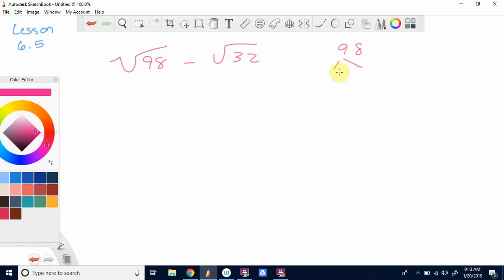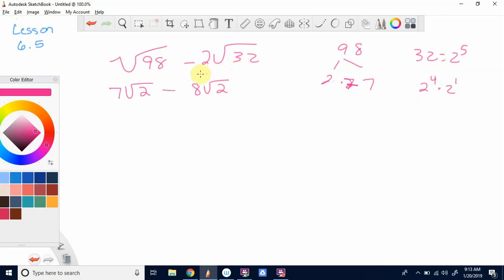Well, 98 breaks down to 2 times 7 times 7, okay? 32 is 2 to the 5th power. So here, I have 7 squared, so I can take out a 7 and am left with the square root of 2. Here, this is 2 to the 5th, so I can break that down to 2 to the 4th times 2 to the 1st. So 4 divided by 2 is 2, which is 2 squared. So I take out a 2 squared, which is 4, times 2 is 8, square root of 2.